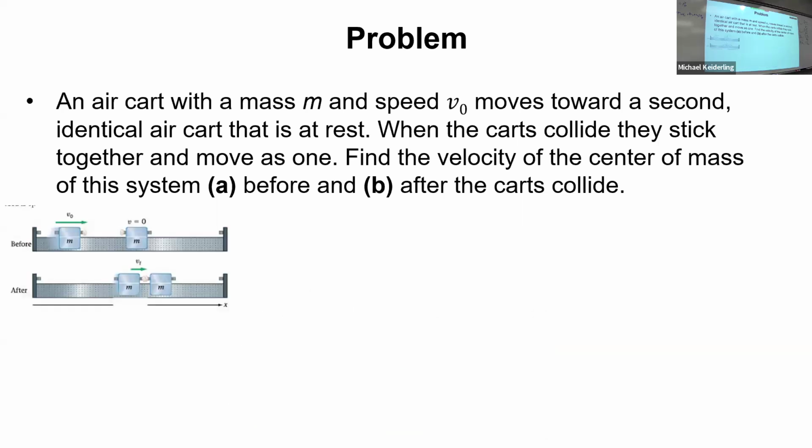So the velocity of the center of mass is the mass times velocity of each one of these divided by the total mass. So that's going to be m times v plus 0, the initial one, over m plus m. So the velocity of the center of mass will be v over 2.